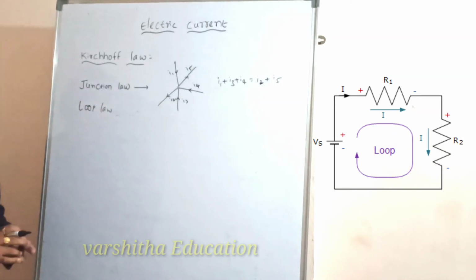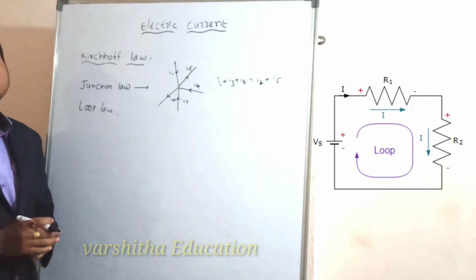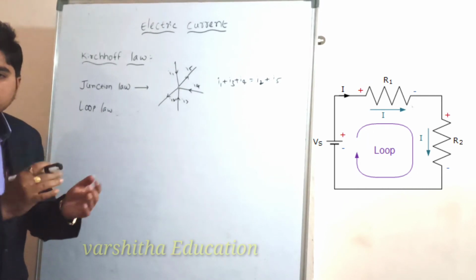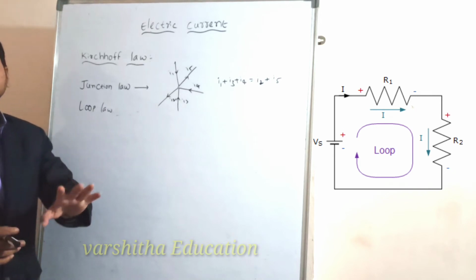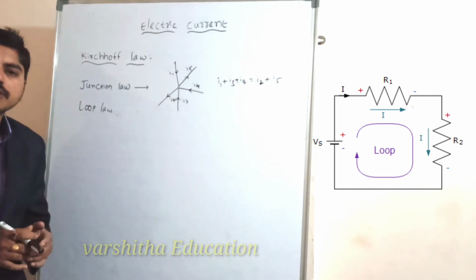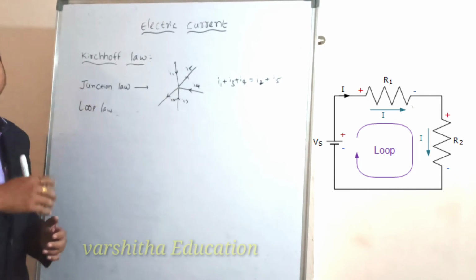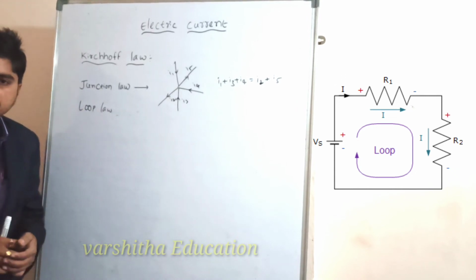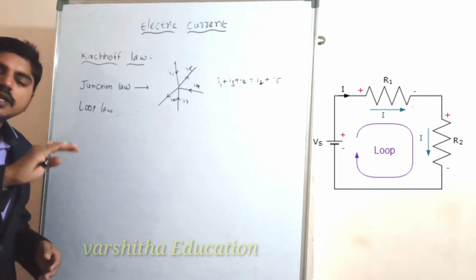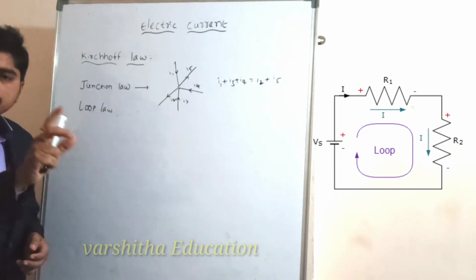Then what about the loop law? The loop law says that in a closed loop or closed path, the increase or decrease of the potential differences across the path must be zero. What is the meaning of this? For example, take a circuit with a bulb, a fan, and a TV, different types of electric appliances. The increase or decrease of the potential differences across the circuit loop must be zero.